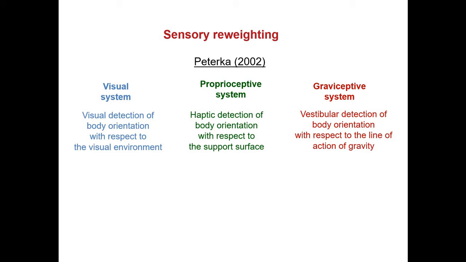Peterka proposed that balance control depends upon the relative contributions of these three systems. We can see this relative contribution represented as the sum of weightings. Here, W subscript V is the relative weighting of the visual system, W subscript P is the relative weighting of the proprioceptive system, so the haptic perceptual system, and W subscript G is the relative weighting of the graviceptive system, or vestibular inputs.